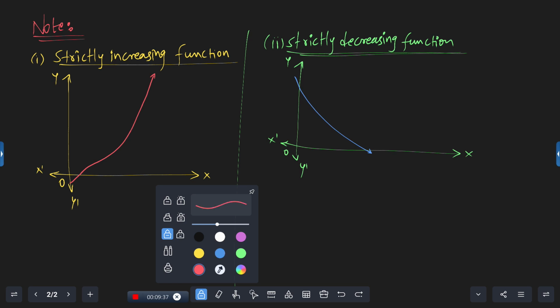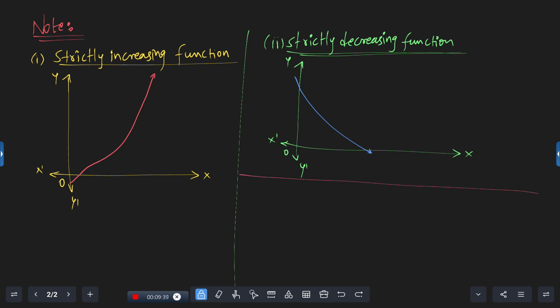Suppose I'm taking one more, the third one. Suppose a horizontal line, which is neither increasing nor decreasing. See, here we have two types of diagram. A horizontal line is also neither increasing nor decreasing.